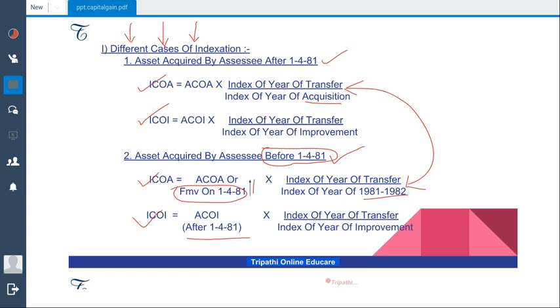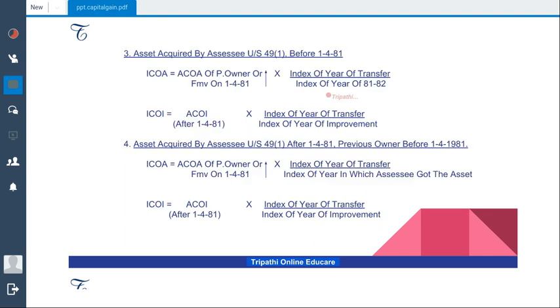Let us go to third situation, case number 3. Asset acquired by SSC under section 49(1) before 1981. Now what is this under section 49(1)? You are getting this asset as a gift. Right? So asset acquired by SSC, you are getting this asset as a gift, but when you are getting this, you are getting before 1981. So again, your formula for index cost of acquisition will change.